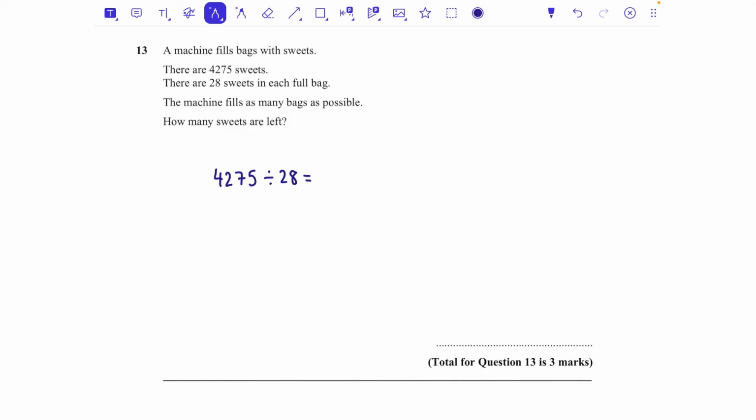So typing that in my calculator, 4,275 divided by 28 is 152.67857. But that doesn't tell me how many are left, it just tells me how many bags I can fill up. So I'm now going to write that I had 152 full bags. The 0.67 just means that I wouldn't be able to get another one. It's 2/3 full, but it's not quite going to be enough, okay?